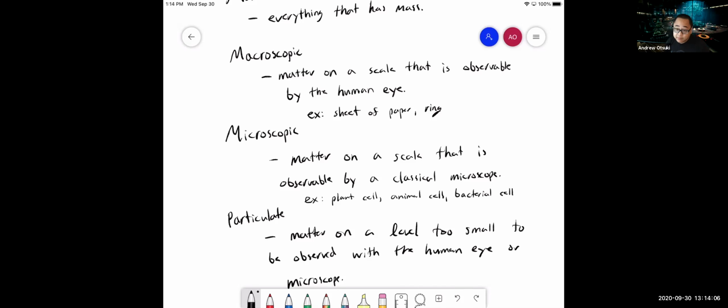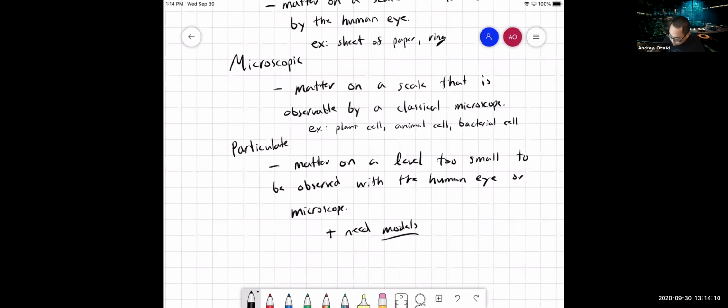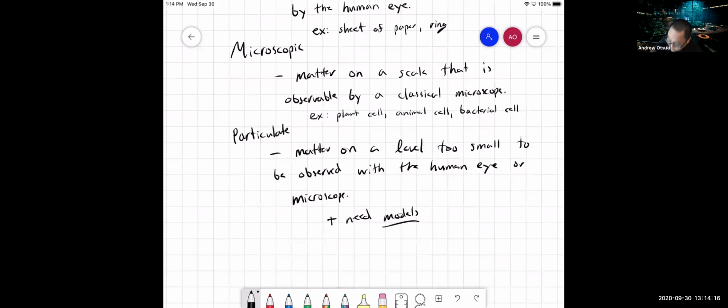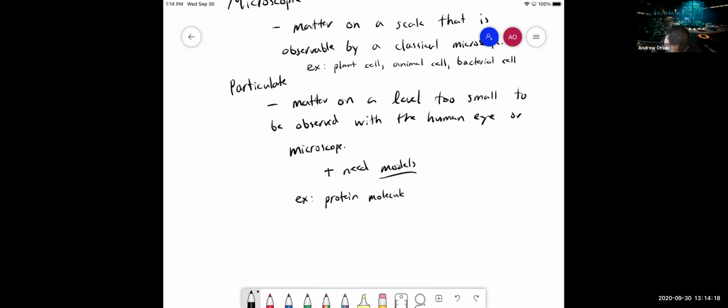But for some more examples of particulate, let's go here. Some examples are protein molecule, water molecule, and atom, the size of an atom. So those are all examples of particulate classes of matter.